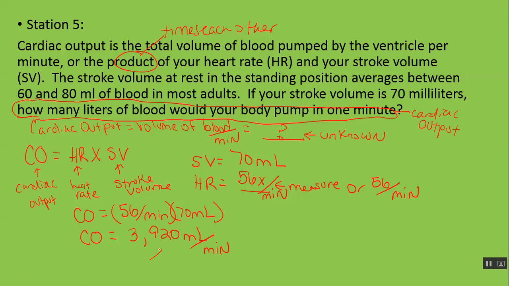Now this was a little bit different problem because I had to do some work to figure out what my known was. But this is my known. I know that my cardiac output is this many milliliters per minute. Now remember my question or my unknown we decided was what? We decided it was liters per minute, right? So liters per minute.